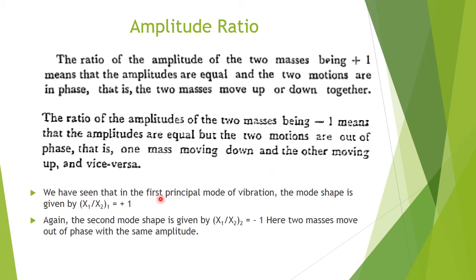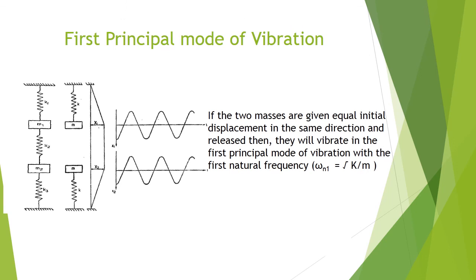So we have seen that in the first natural mode of vibration, the mode shape is given by x1 by x2 equal to plus 1, and the second mode shape is given when the x1 and x2 ratio is equal to minus 1. So in this figure we can see the first mode shape, when omega n1 is under root k by m, the second spring is not acting at all and x1 is equal to x2.